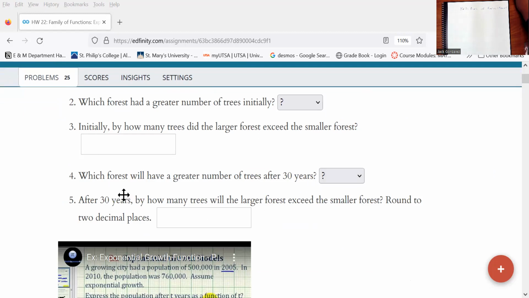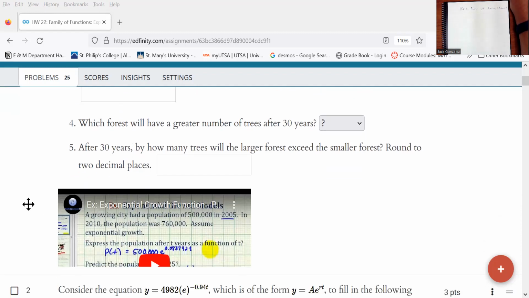And then they'll ask, after 30 years, by how many trees does the larger forest exceed the smaller forest? So once you put 30 into both, what's the difference? It's a tree difference.